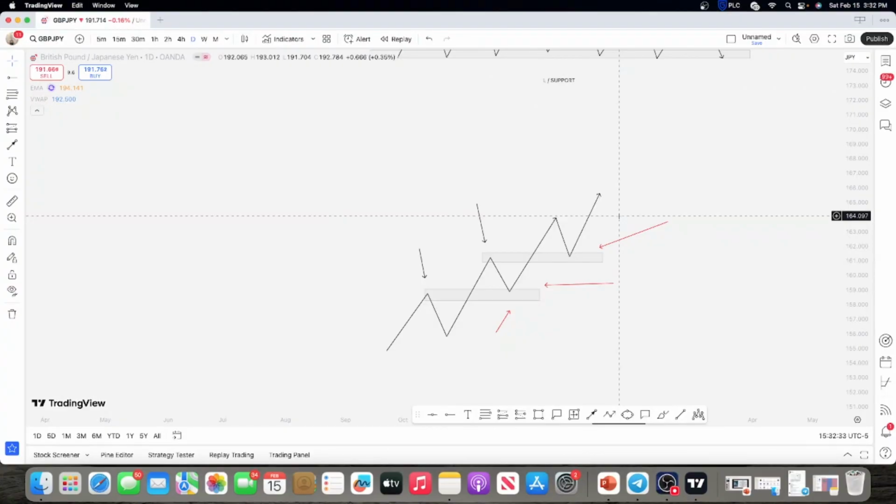Resistance is always going to be previous highs. It can either be a high or a higher high. Support is always going to be a higher low, always.